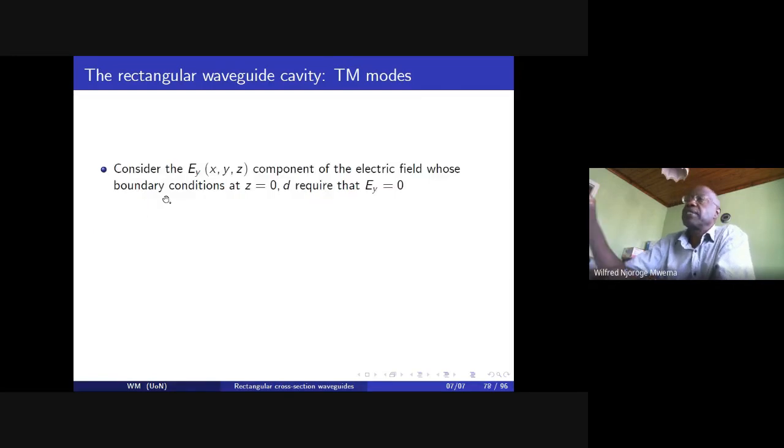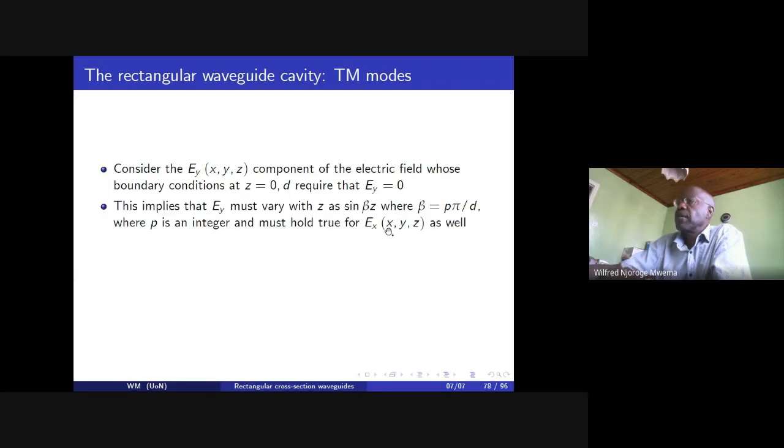And we consider the EY component of the electric field for the TM mode, whose boundary conditions at Z equal to 0 and D require that EY go to 0. This implies that EY must vary with Z as sine beta Z, where beta is given by p pi by d, where p is an integer, and this must hold true for the EX as well.